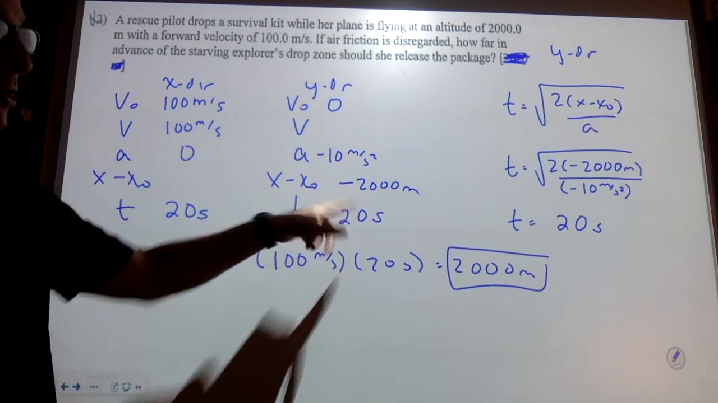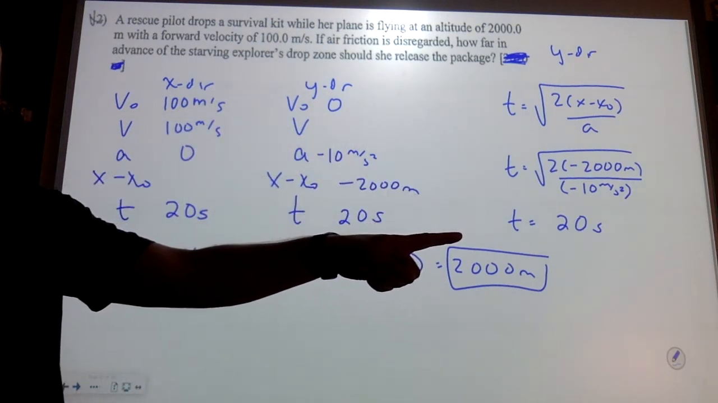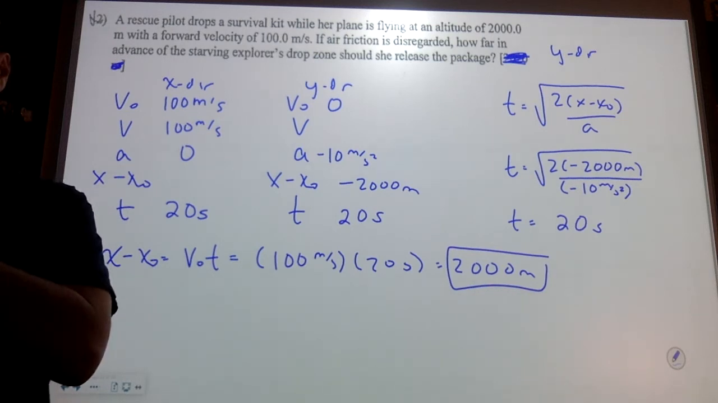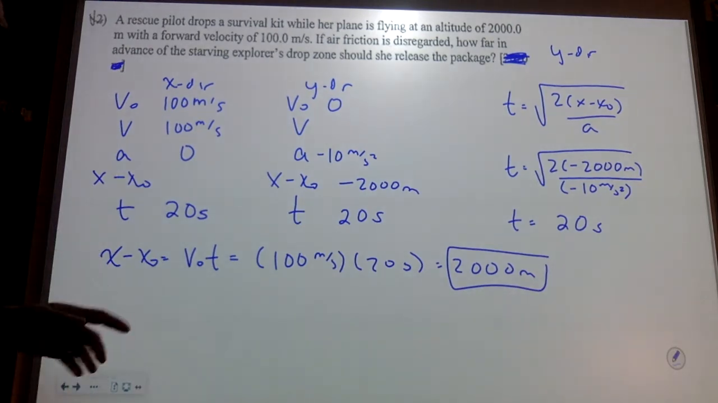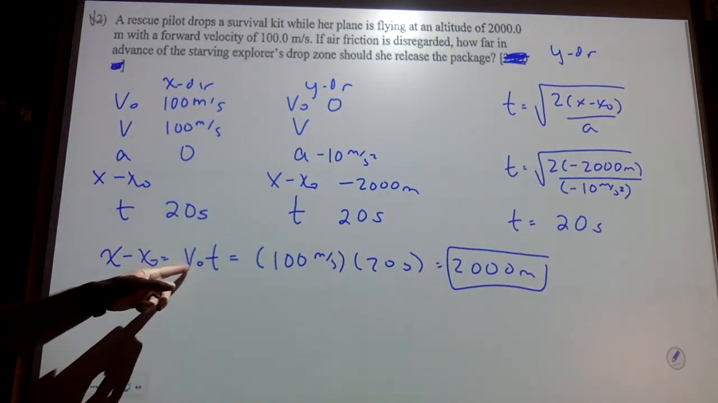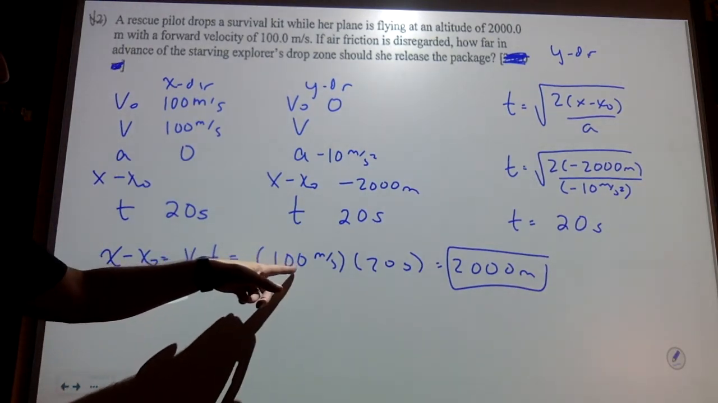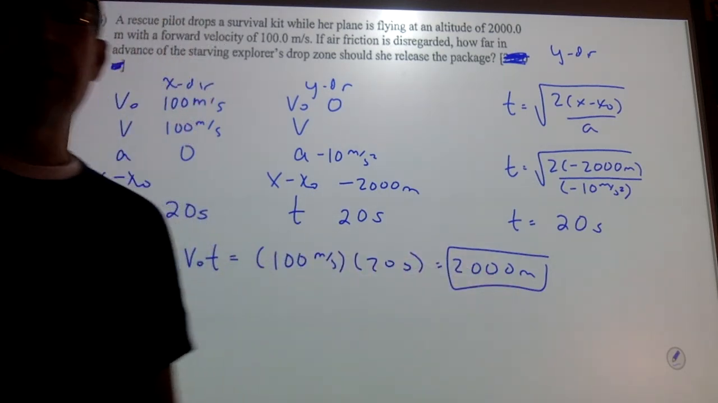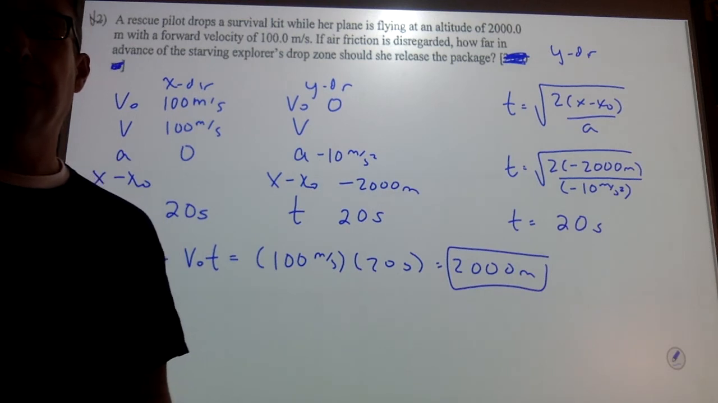So the question is, how far would it travel sideways in 20 seconds? Because they would have to let go of it before that, so the package would land where they wanted. And so in the x direction, since the acceleration is 0, I have 100 meters per second and 20 seconds. So you'd have to drop it 2,000 meters ahead.